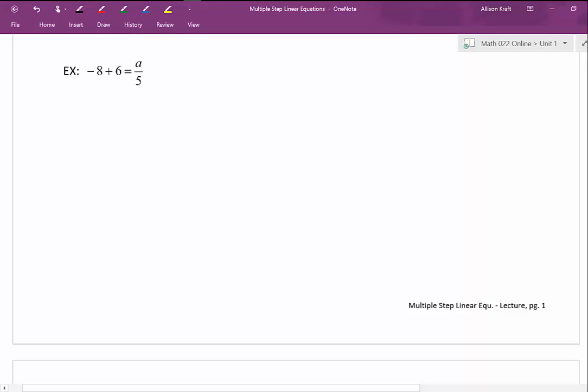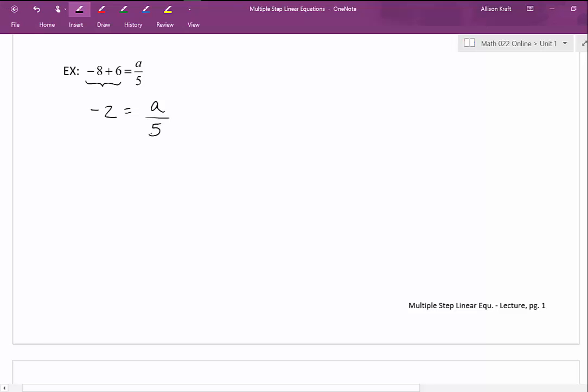In our next example, we do not have any parentheses to eliminate. We do have a fraction, but it's only one fraction, so I would not be inclined to multiply both sides by the LCD to eliminate. We'll talk in the next lecture about how to solve equations that have a lot of fractions in them. We do have like terms on the left side that can be combined. Negative 8 plus 6 is negative 2, equal to a divided by 5.